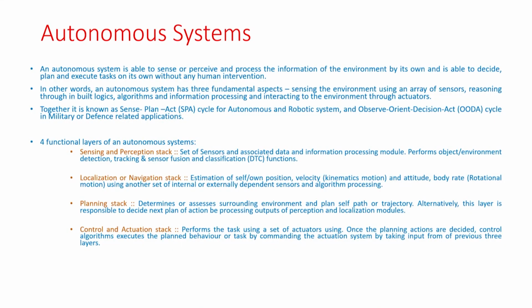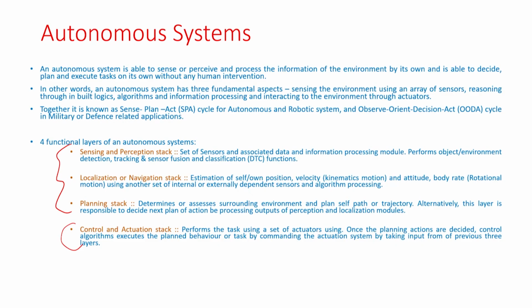The functions of an autonomous system are divided into three major blocks, which we call functional stacks. One is the sensing stack, which is alternatively known as the perception stack. Then comes the navigation or localization stack, then the planning stack, and once these stacks are completed, finally comes the actuation stack, or the control stack.